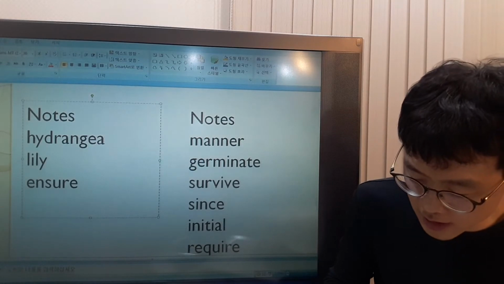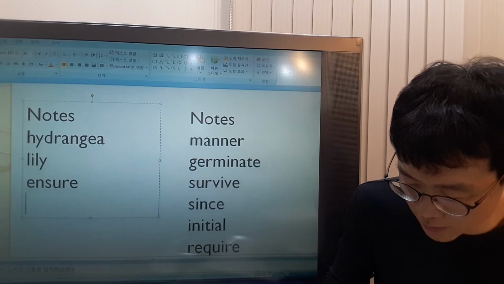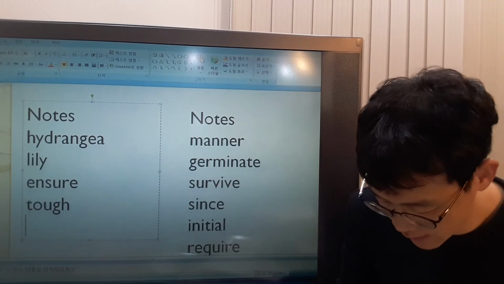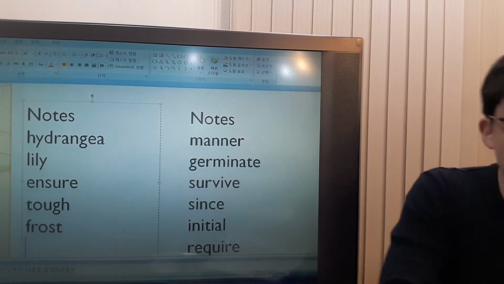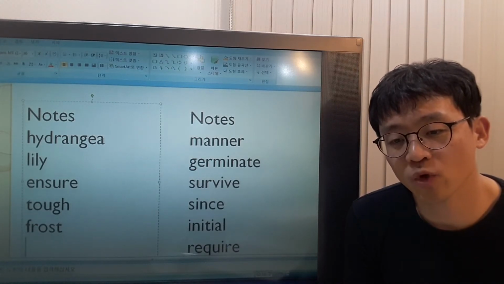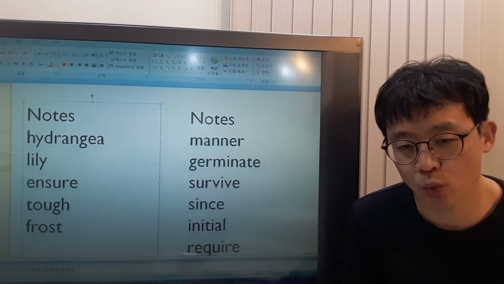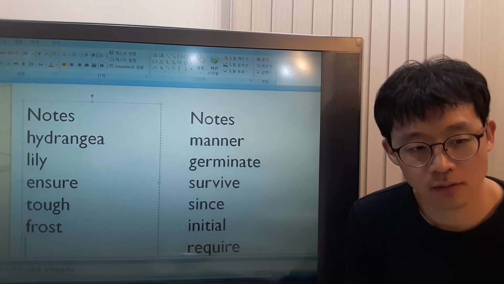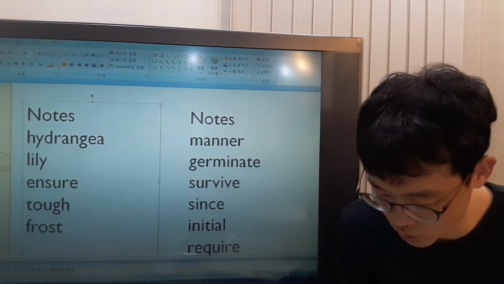Other plants are tough enough to survive early winter frosts, so they bloom later in the year. What does tough mean? Tough means strong. To survive early winter frosts. What's a frost? Frost is when the temperature is below the freezing point. The ground gets covered with ice crystals. Okay, just a thin cover of ice. That's a frost.